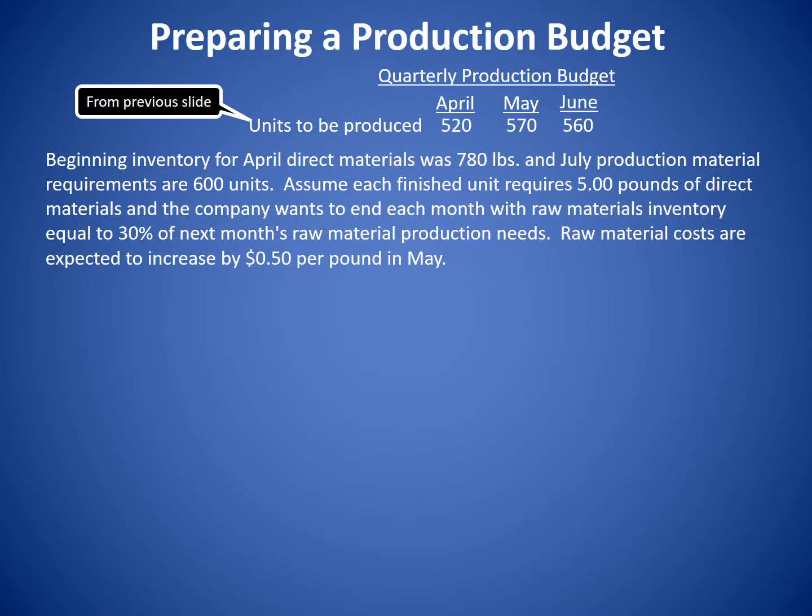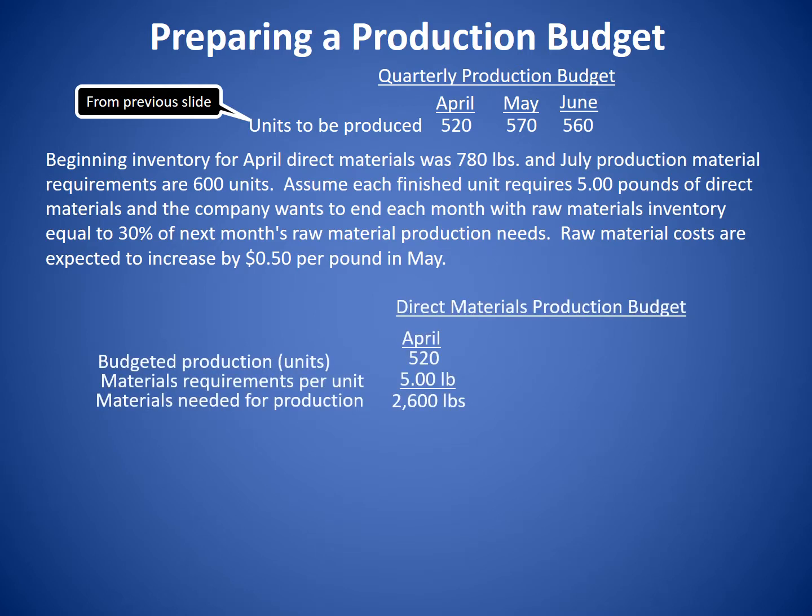Assume each finished unit requires 5 pounds of direct materials, and the company wants to end each month with raw materials inventory equal to 30% of the following month's raw material production needs. So in effect, we want to have a cushion in order to accommodate our production from month to month. Raw material costs are expected to increase by 50 cents a pound, and that will happen in May.